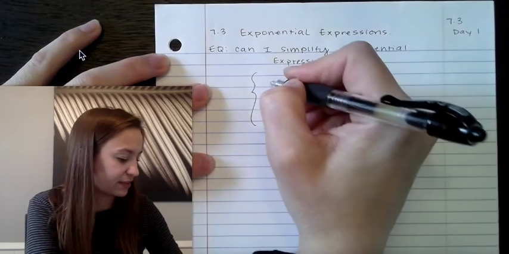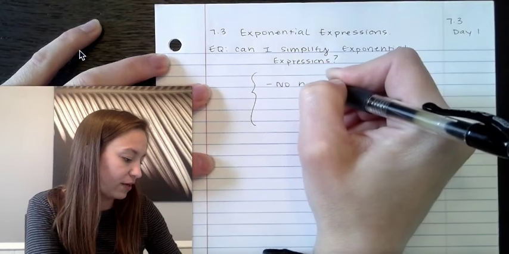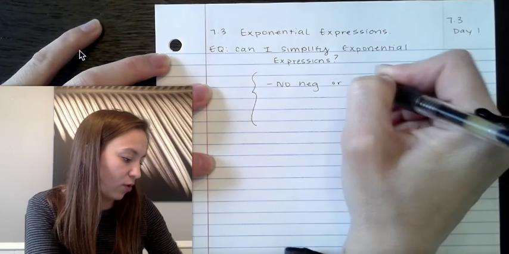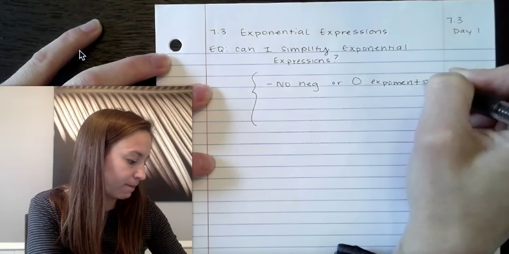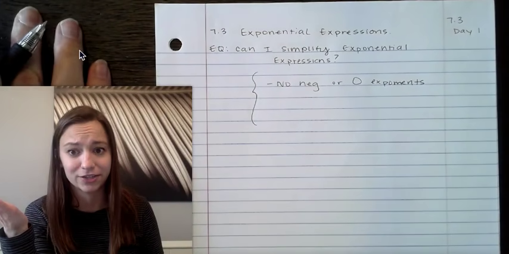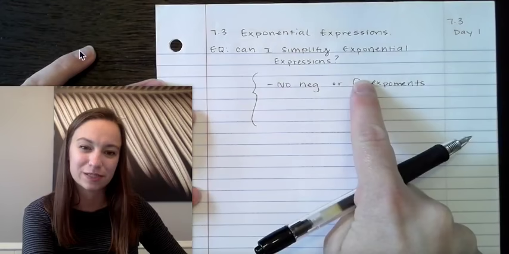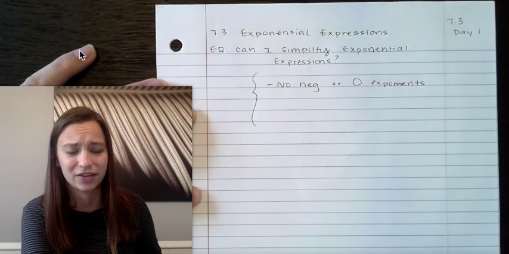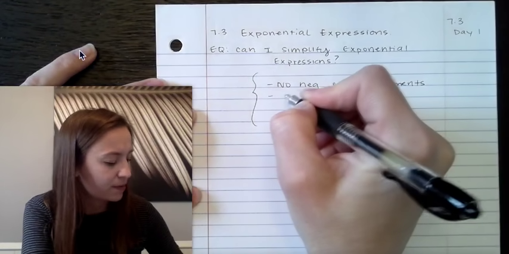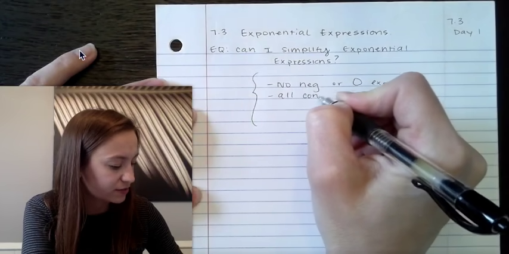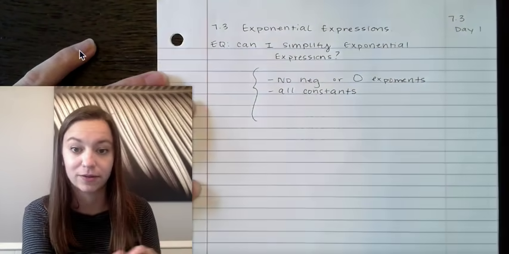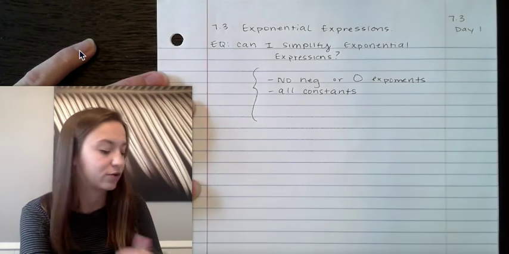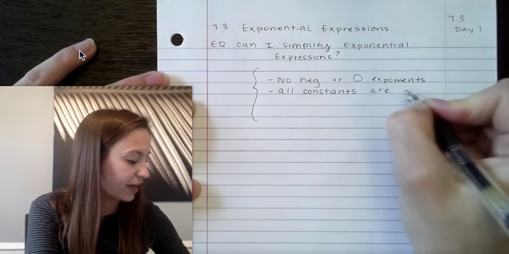And what that means is that there are no negative or zero exponents. And that's actually something we're not even going to get to the next few days. We'll talk about zero exponents today, but we're not even going to talk about negative exponents for a few more days. All constants, and remember, those are like regular numbers, no variables or anything, just the number out in front, all constants are simplified.